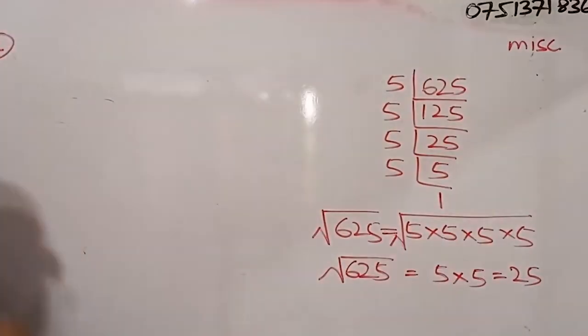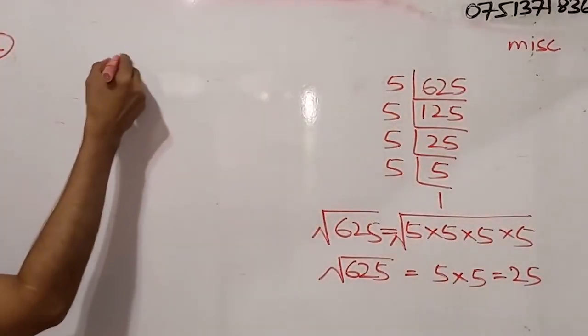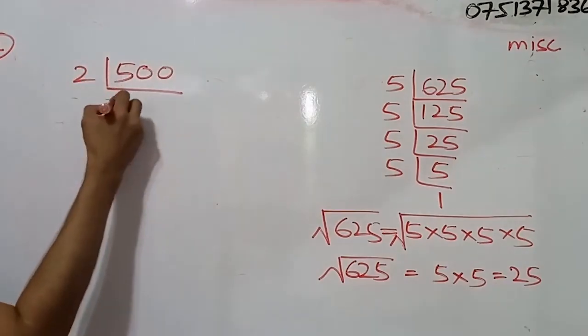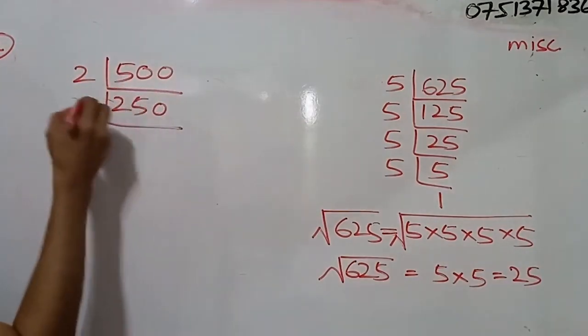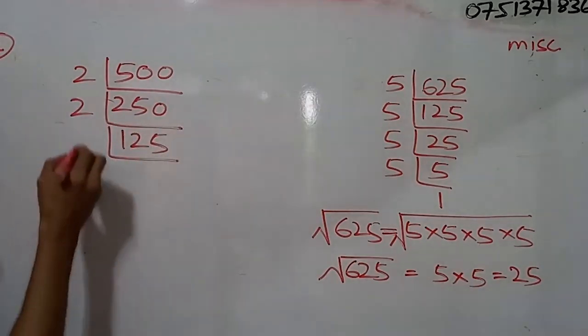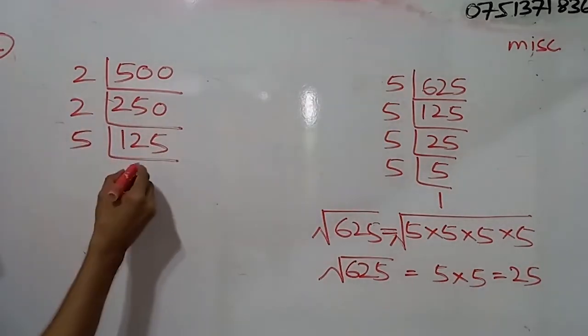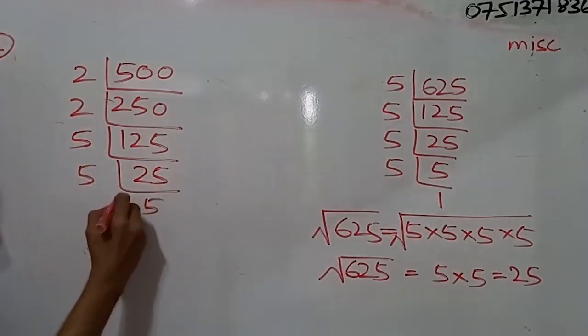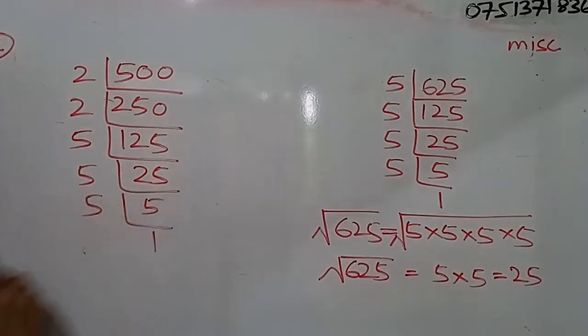Right. Now we will take the number 500. So I will divide this by what? 2. So I will be getting 250. Again I will divide by 2. So I will be getting 125. Right? Then I will be dividing this by 5. So I will be getting 25. 25 divided by 5. That will be 5. 5 divided by 5. That is 1.